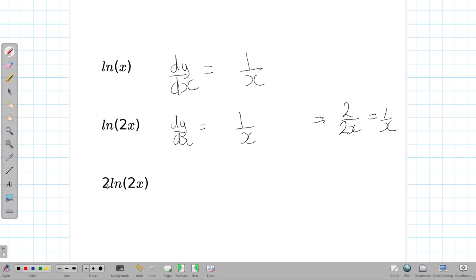Incidentally, if you've got a number out front like this, then that's not going to disappear. That'll stay there. That'll come out to the front of your answer. So you would have, I'll put it in brackets just for clarity, that result, 1 over x for the ln part, but the 2 out front would stay there, and that obviously would simplify to 2 over x. Don't confuse these two things, they're different. Okay, nice and easy still.